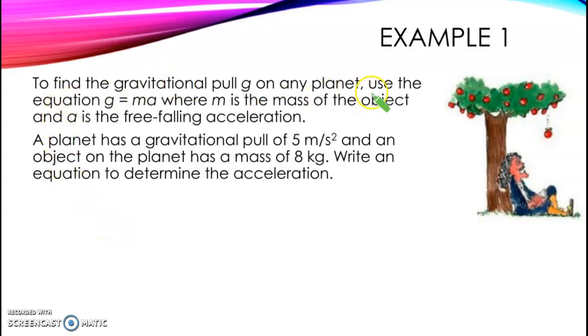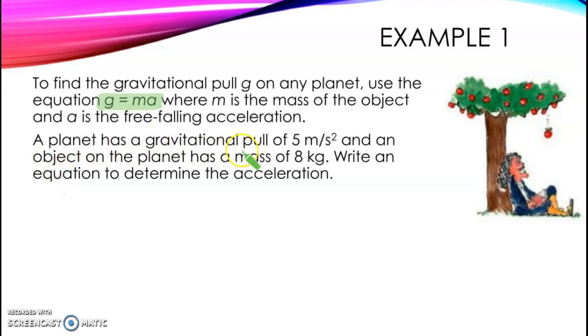To find the gravitational pull G on any planet, use the equation G equals ma, where m is the mass of the object and a is the free-falling acceleration. So I'm just going to highlight this equation right here. Every word problem is going to have some sort of equation that you're going to have to deal with.